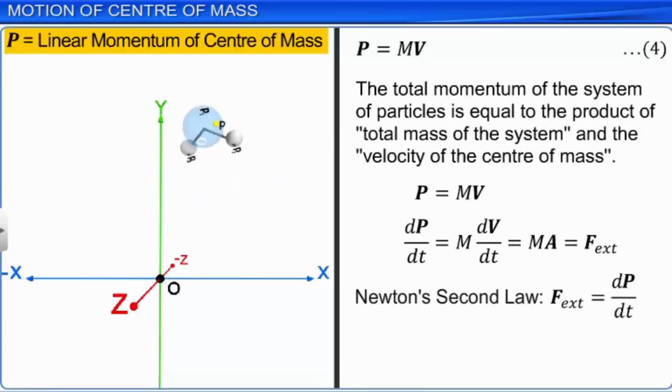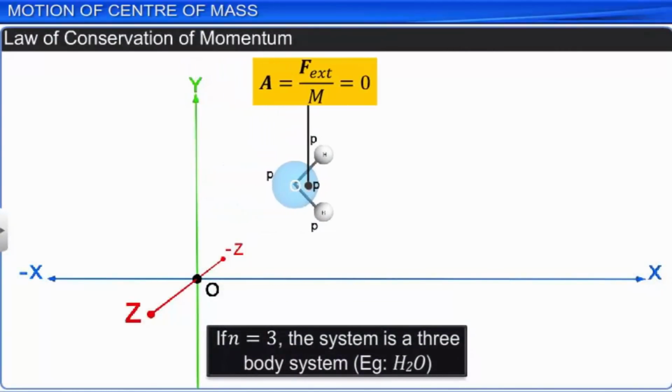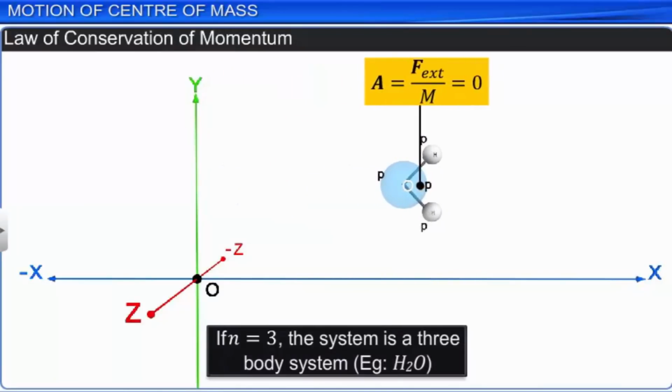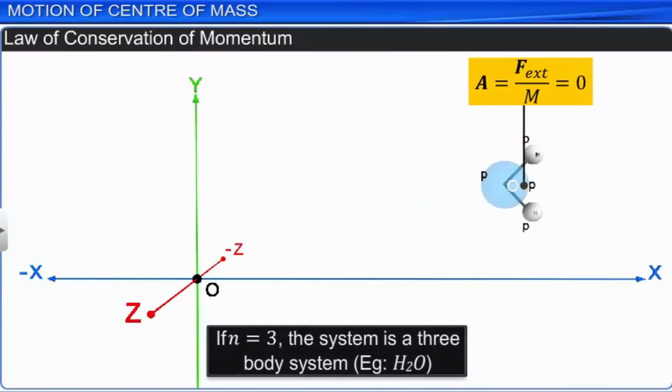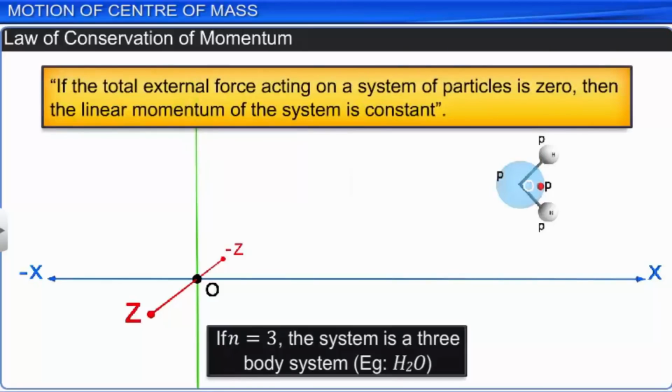If the external force acting on the system of particles is 0, then F external is equal to 0, dP/dt is equal to 0, and P is constant. This is the law of conservation of momentum applicable to a system of particles, which states that if the total external force acting on a system of particles is 0, then the linear momentum of the system is constant.